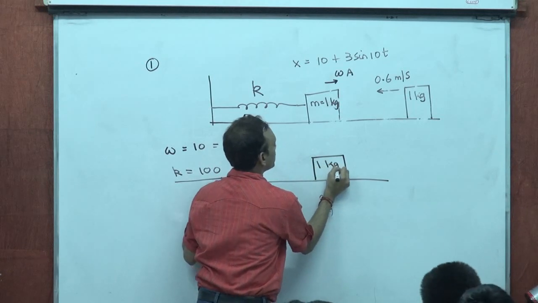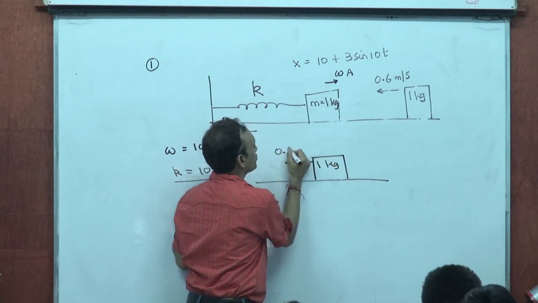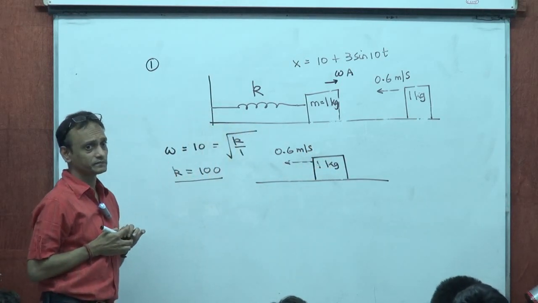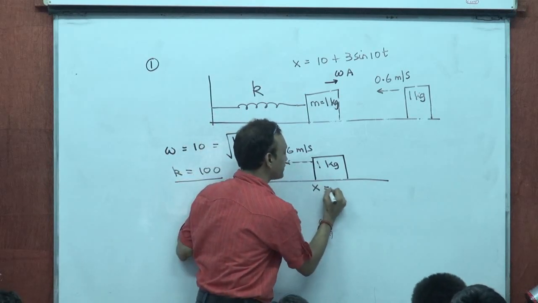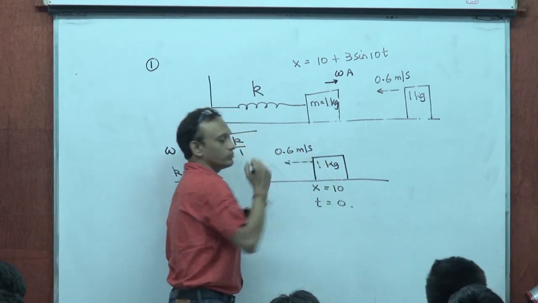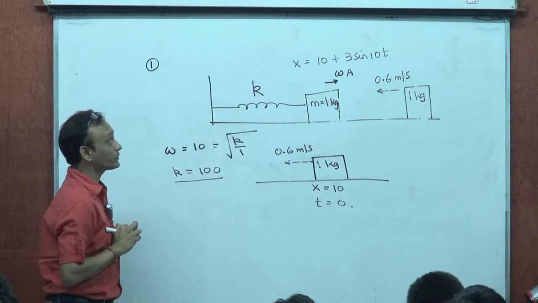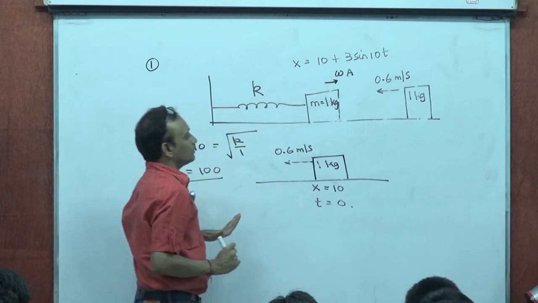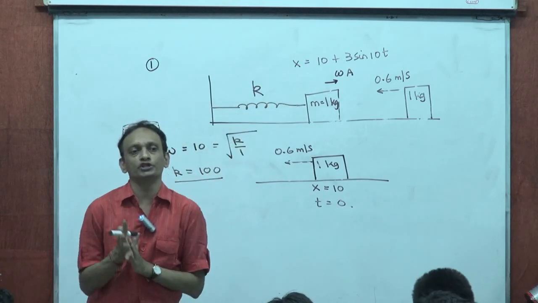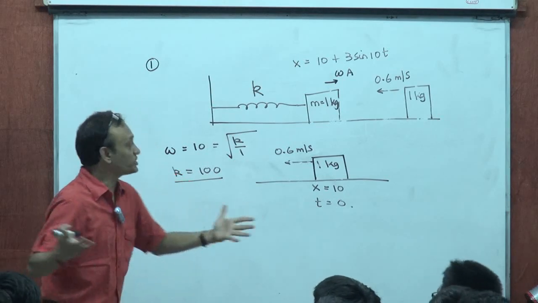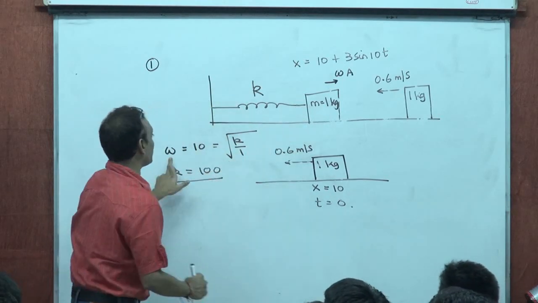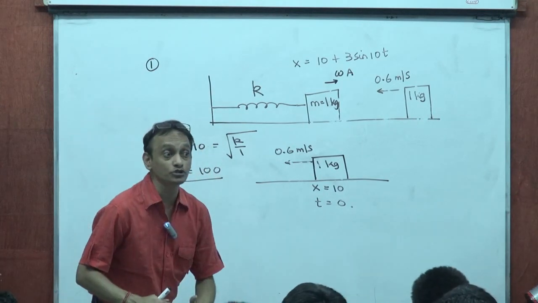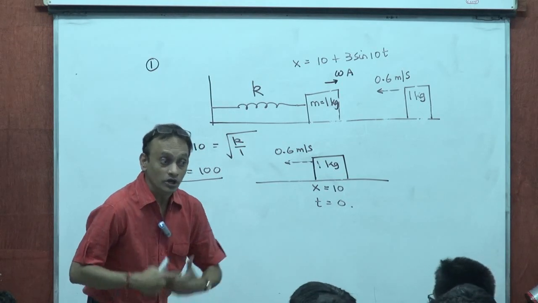This is 1 kg. It starts moving to the left with a velocity of 0.6 meters per second in the negative x direction. Right? And it's at x equal to 10 at, let's say, time t equal to 0. Now, what would happen to omega after this collision? It will not change because k has not changed, mass has not changed. Omega will remain 10 radians per second, right? What about the amplitude of motion? Will that change? Yes, that will change.